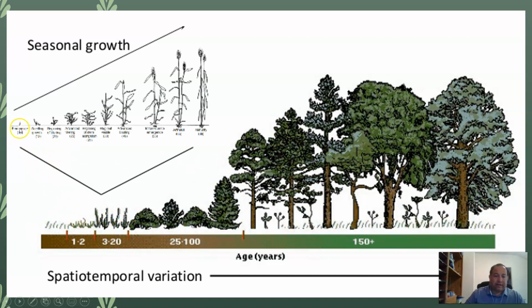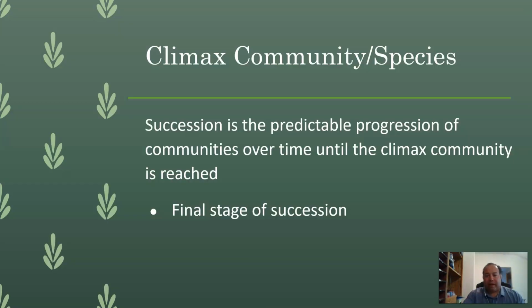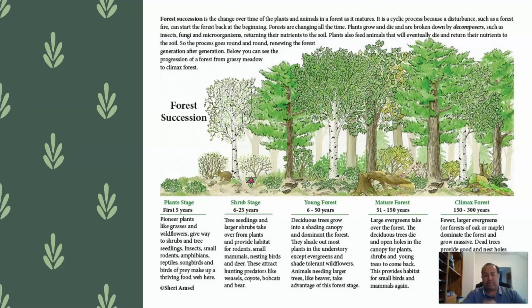And while all this is happening, we're still getting this seasonal growth every year. And so it's really this idea that there's this pattern where we go from grasses and smaller organisms and work our way up to bigger organisms the longer the time that those organisms have to grow. And so climax community or species is just our final stage of succession. So whatever species is going to be there at the end is our climax species.